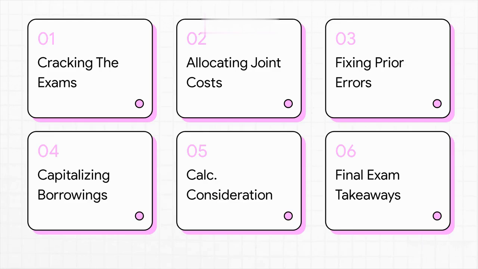Here's our game plan for this explainer. 1. Cracking the ICAI exams. 2. Allocating joint costs. 3. Fixing prior period errors. 4. Capitalizing borrowing costs. 5. Calculating purchase consideration. And 6. Final exam takeaways.